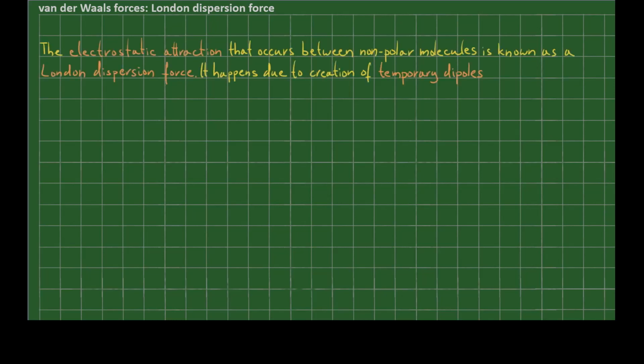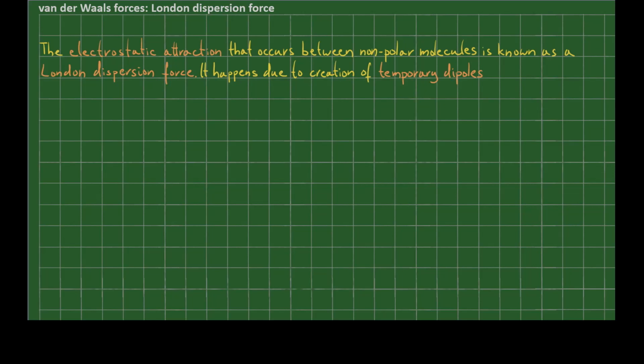Hello good people, I'm going to continue talking about van der Waals forces. In particular, I want to look at the London dispersion force. This is another subset of the electrostatic attractions. It occurs between nonpolar molecules and it is due to the creation of temporary dipoles.